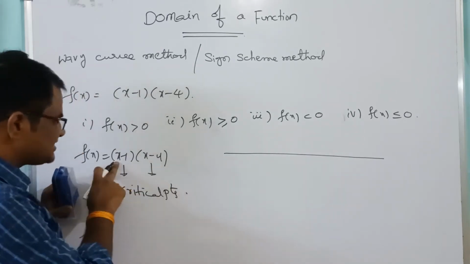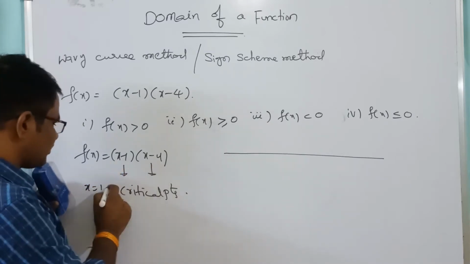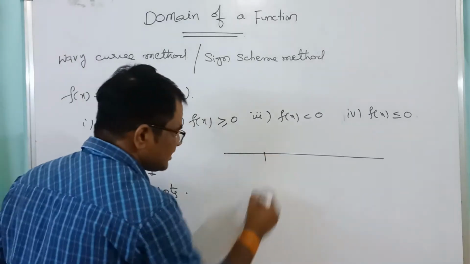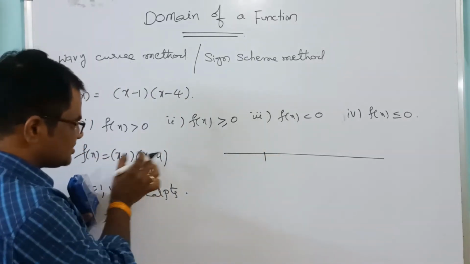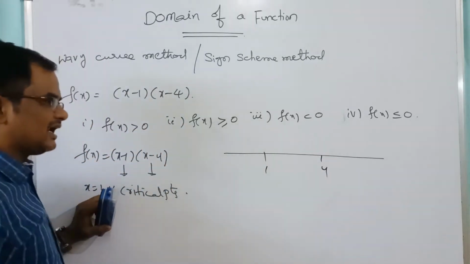Critical points: when it is 0, x equal to 1, and when it is 0, x equal to 4. So x equal to 1 comma 4 are critical points, meaning the points where each factor is 0.